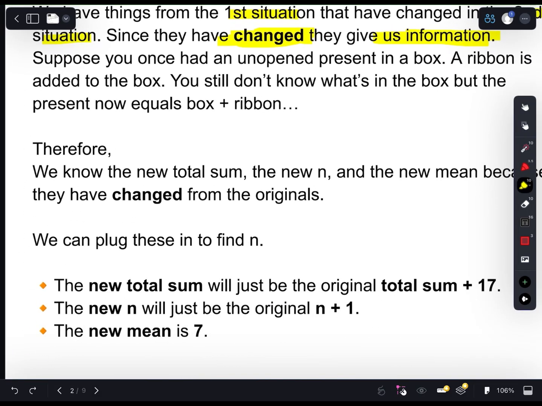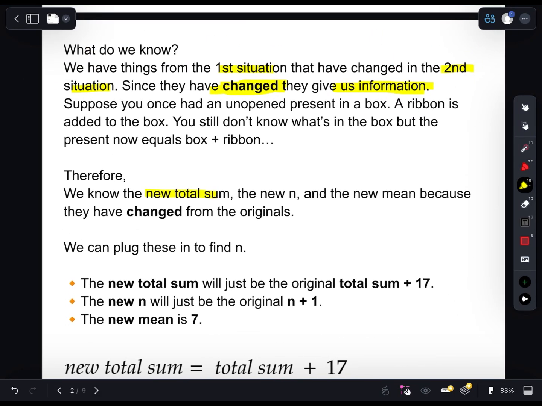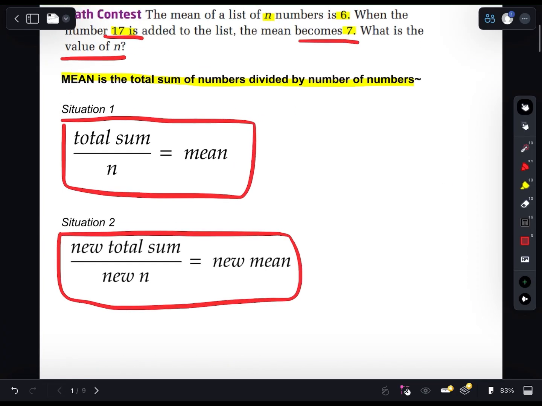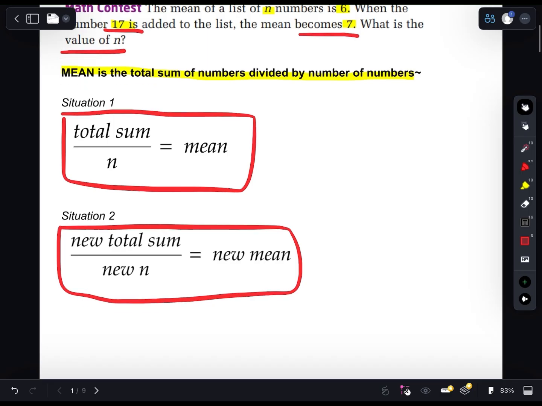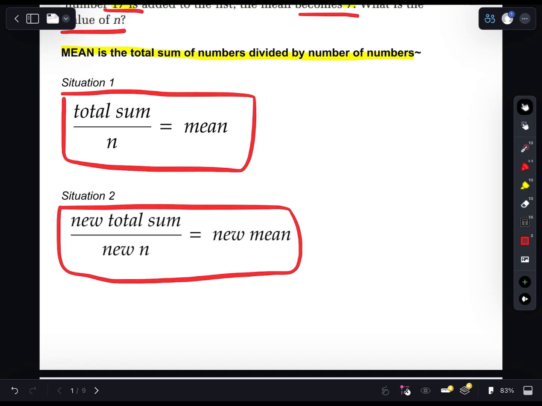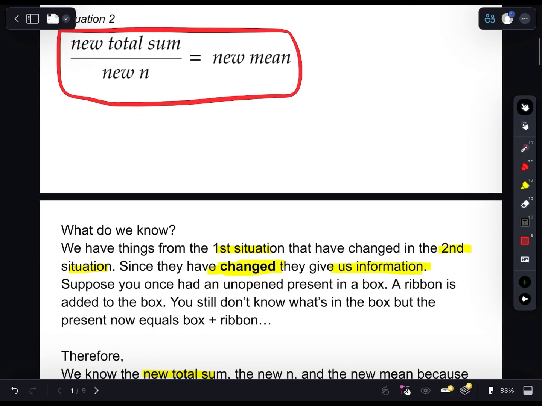Therefore, we know the new total sum. So let's go back to the very beginning here. We had the first situation: total sum, we didn't know it, we had n, we don't know it, and we had the mean, which was 6. Situation 2, we had a new total sum, which was changed from situation 1. We had a new amount of numbers, which has been changed from situation 1 as well, and a new mean. The new mean is 7. We do know that.